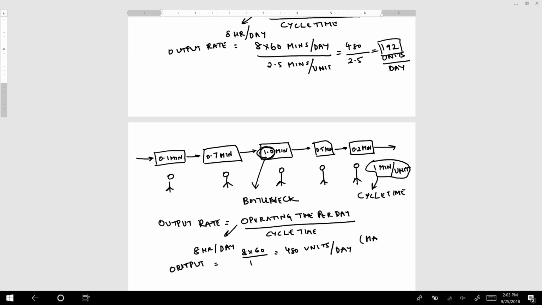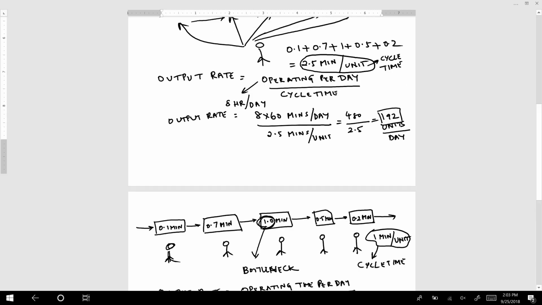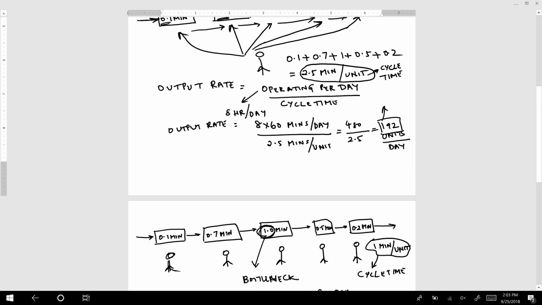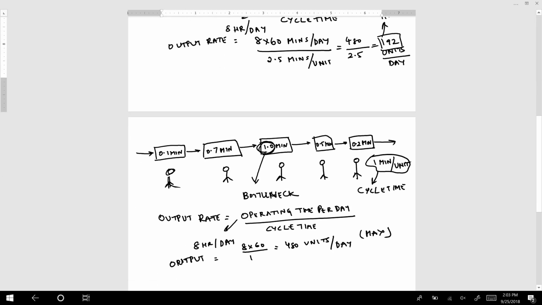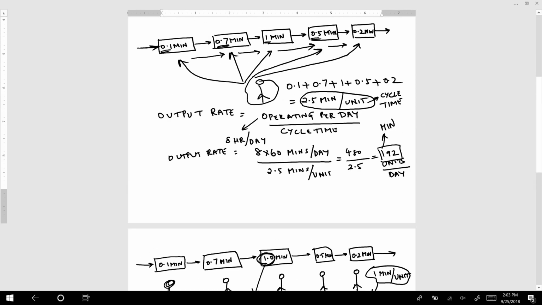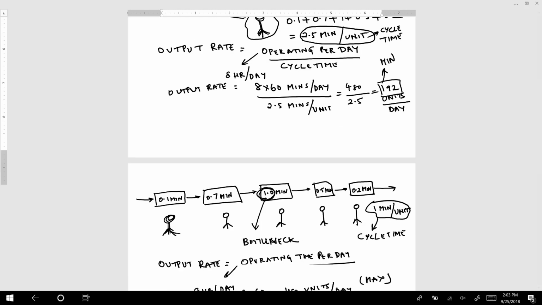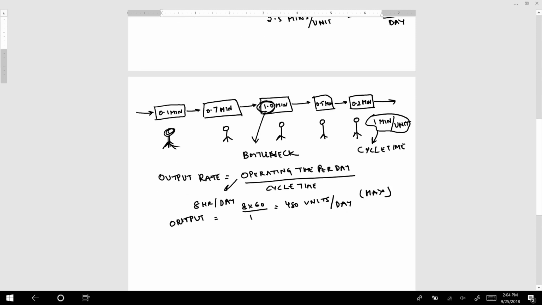This is the maximum this system will produce, because we are assigning more people here, and then here it will be the minimum this system can produce, because we are assigning one person. So anywhere between 192 units and 480 units this system will produce. But our goal here, if you see here, we are assigning more people, that means it incurs more cost. Here we are assigning fewer people, that means we will get less output. So both are not good. So we are trying to balance our line.